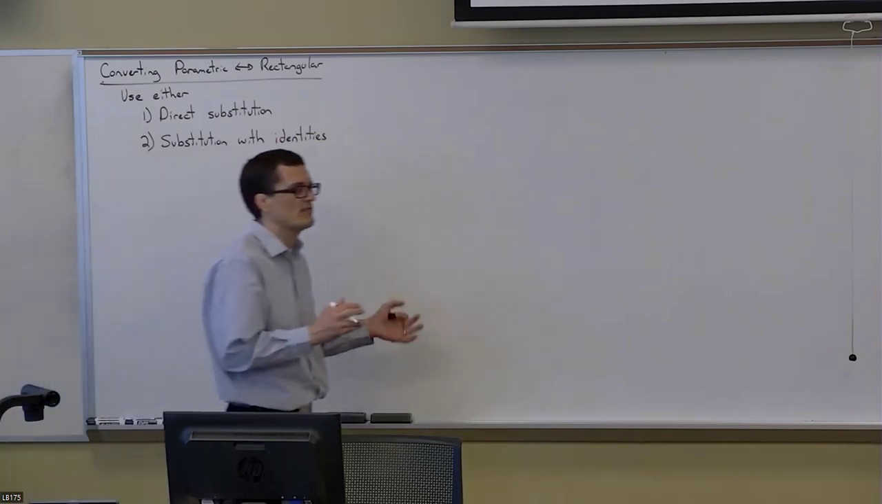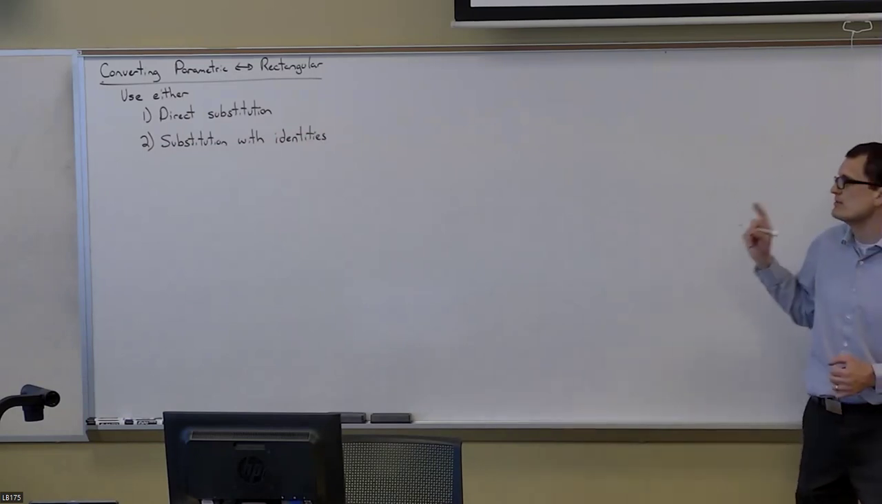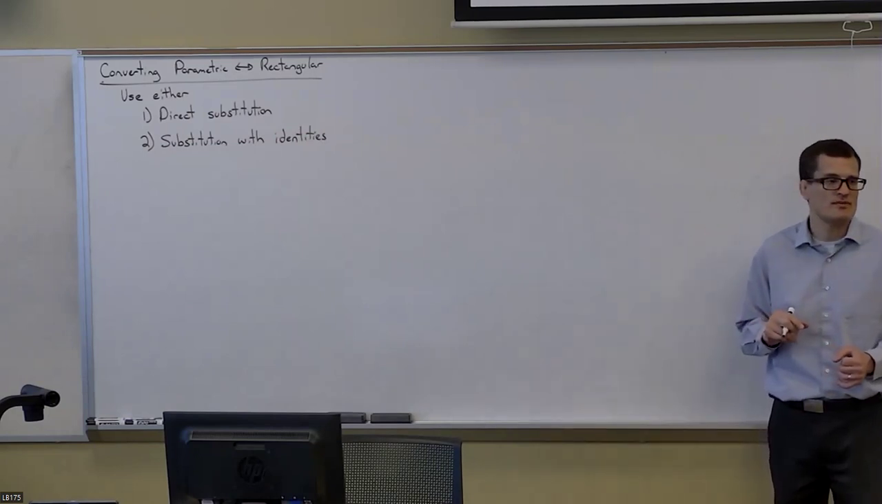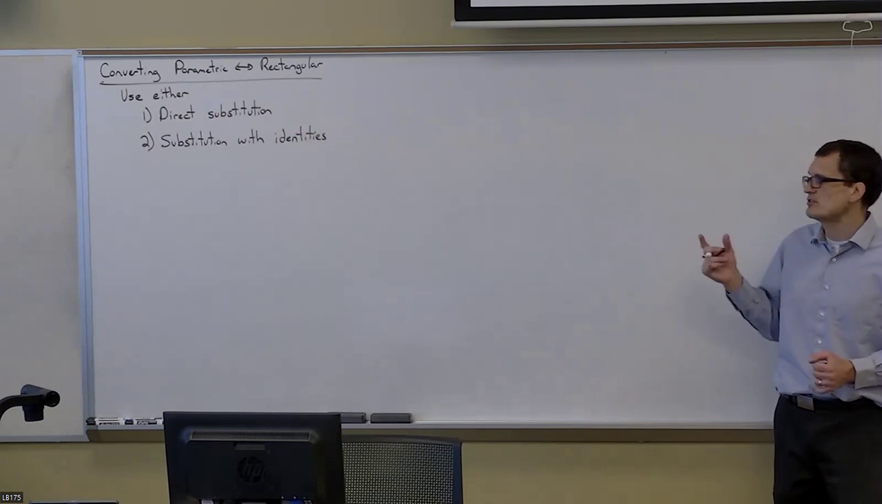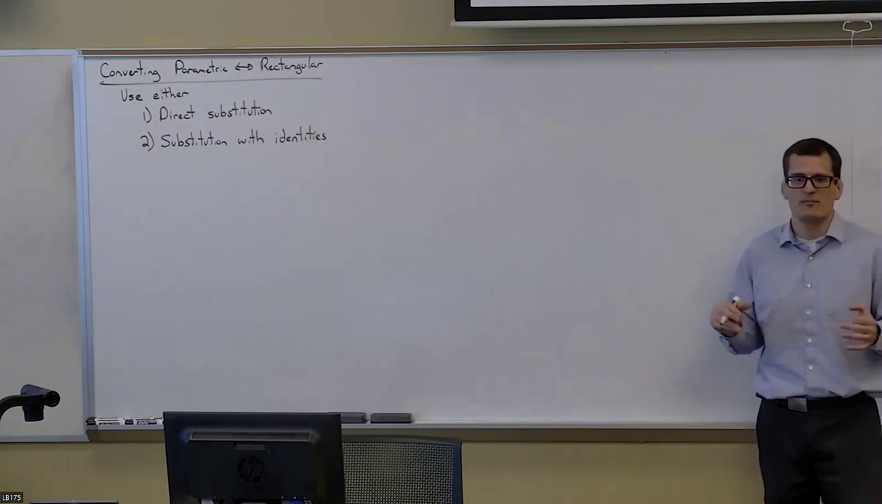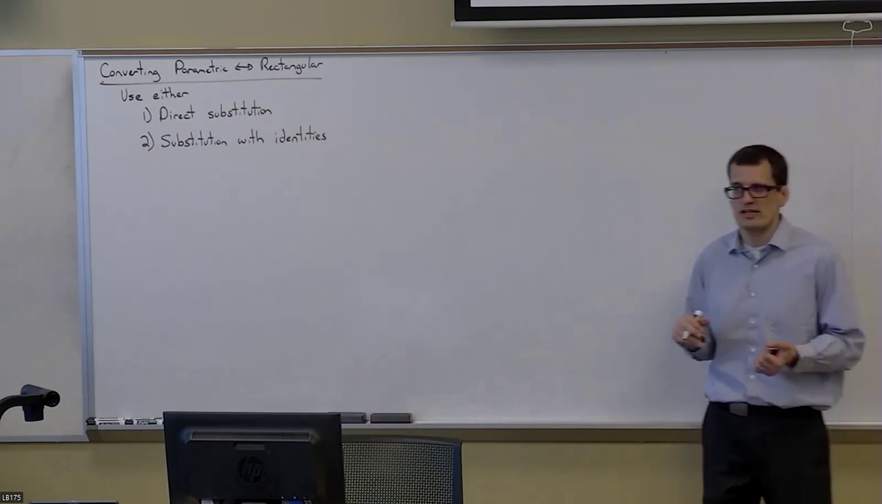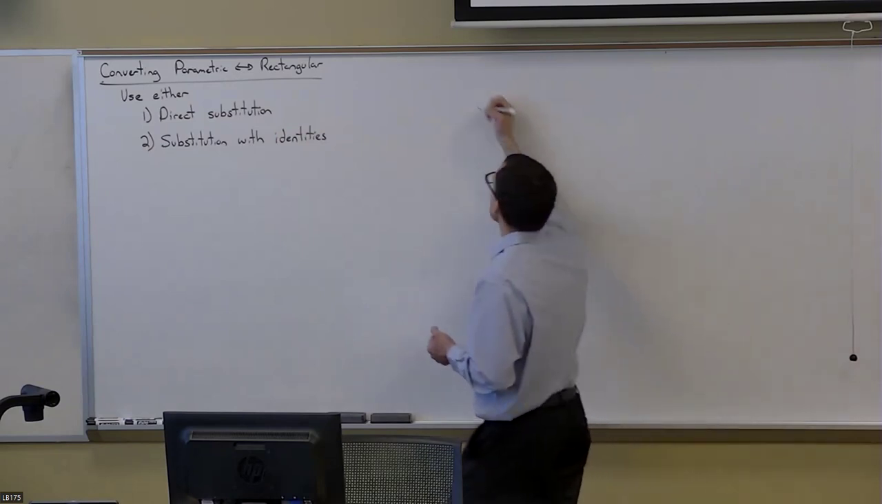We're going to go back and forth between parametric and rectangular. We're going to use direct substitution, and we're going to use substitution with some identities. A little more complex substitution. Still substitution, but we have to remember our trig identities in that case.